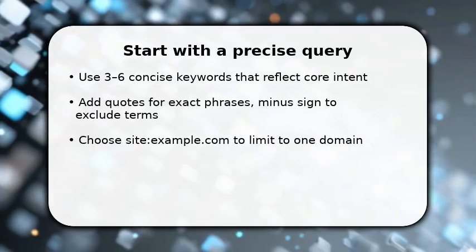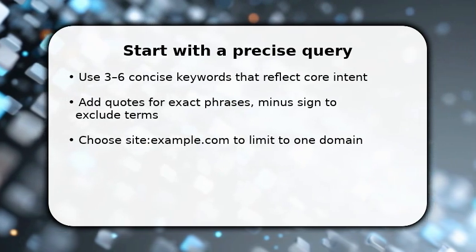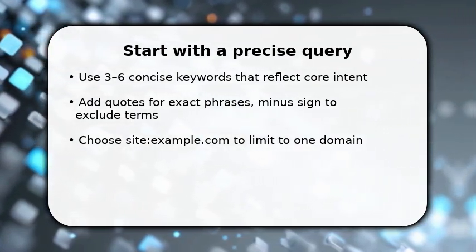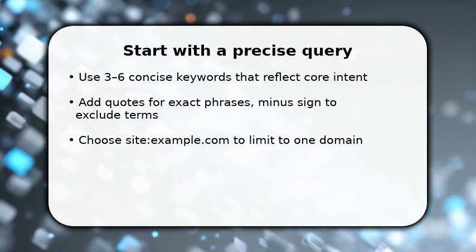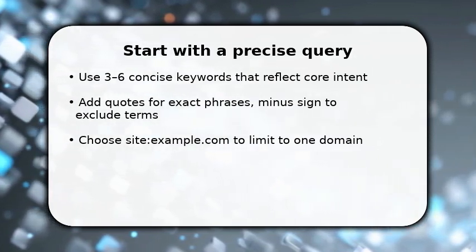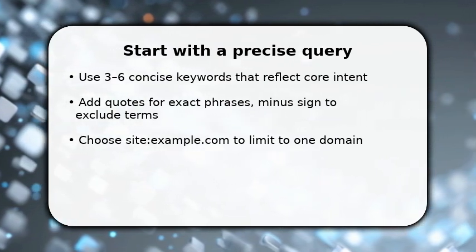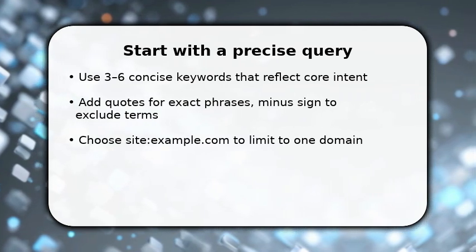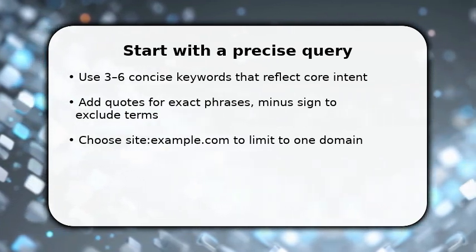You begin by turning your idea into a precise query. Pick 3 to 6 focused keywords that reflect what you need. Use quotes when a specific phrase must match, and put a minus sign before words you want to exclude. This reduces noise. If you need content from one place, add site:example.com so results stay on that domain.